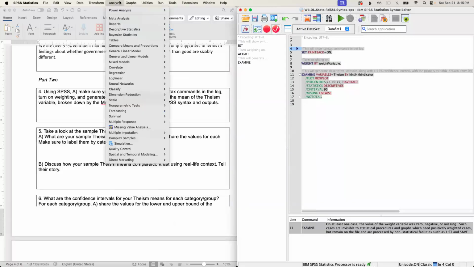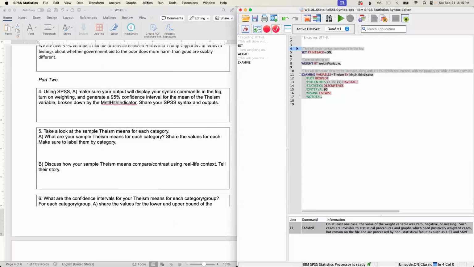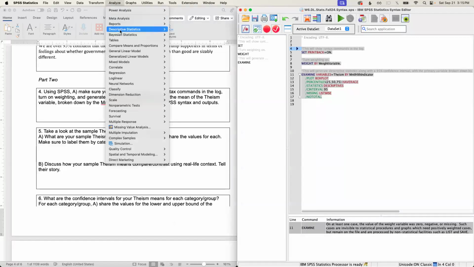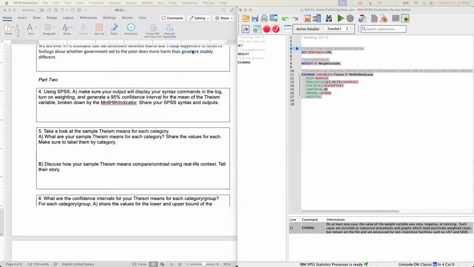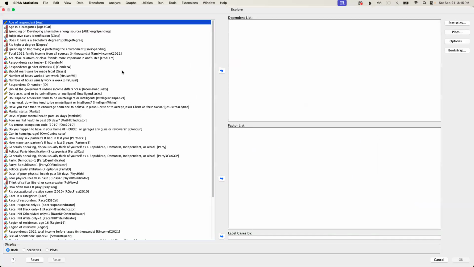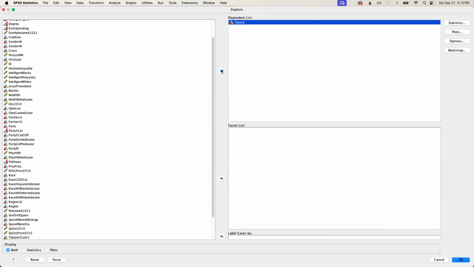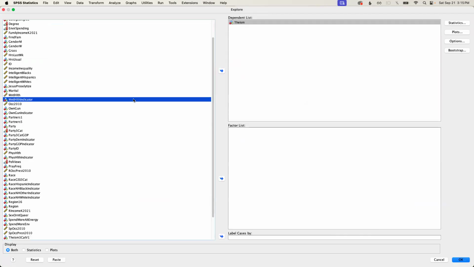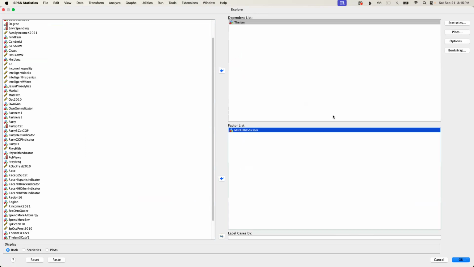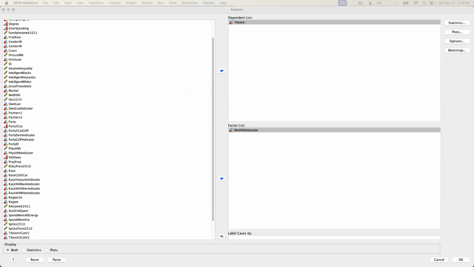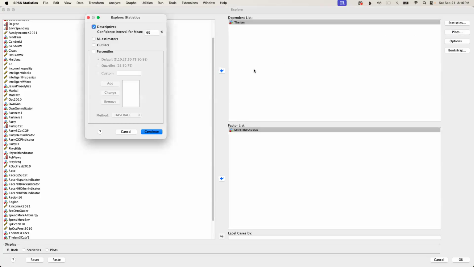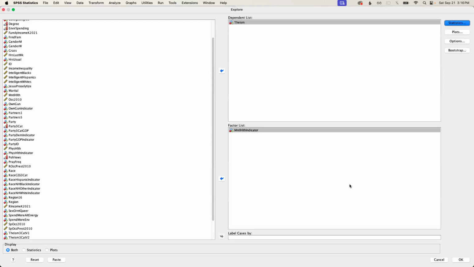And then in the syntax it's called examine, but in the dropdown it's explore: analyze, descriptives, explore. And then I'm going to put my main variable, which is theism for this, into the dependent list. That's my dependent variable. And then I'm breaking it down by this mental health indicator. And so I'm going to put that in the factor list. And you could change these things, right? Like if I don't want certain plots, or if I do want certain plots, or if I do or don't want certain statistics. But the stuff it'll give me by default is good enough for what I'm looking for right now. Okay.